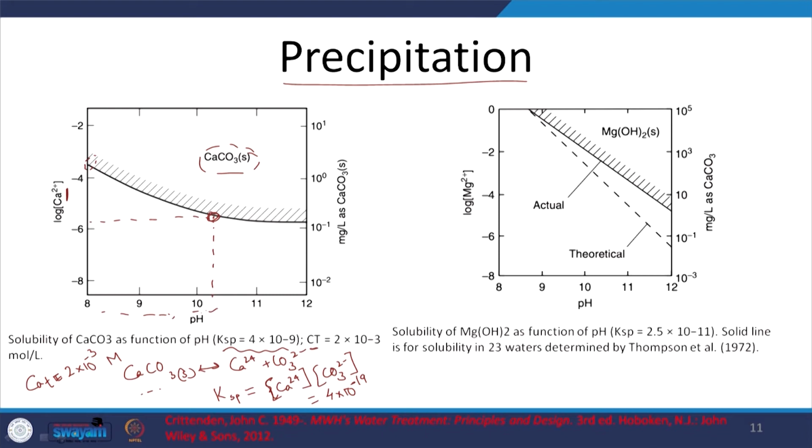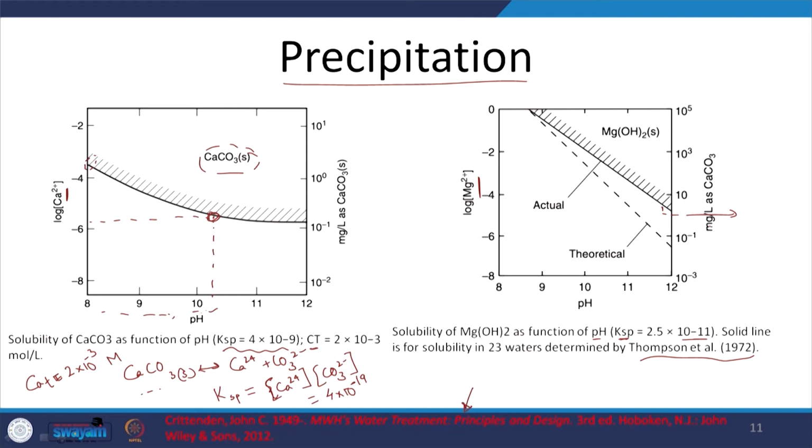Same case here, where let us move on to the right hand side and look at this log C-pH diagram for magnesium. And here is the solubility of magnesium hydroxide, the solid, as a function of pH, and the KSP is given. Please note that KSP is much lesser here. The solid line is for solubility in 23 waters, designed by Thompson et al, and we have it from Kittonen et al though. Again, the solid line looks like the average, let us say, of a few sets of data.